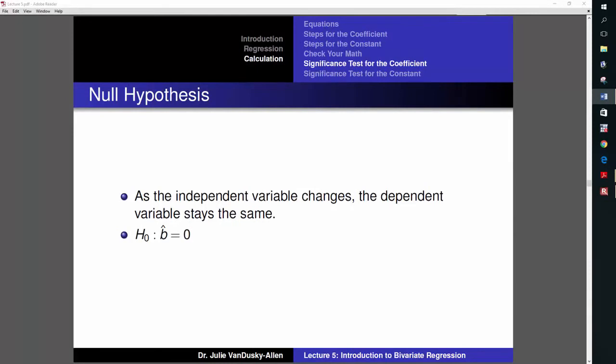The first part of the t-test is writing the null hypothesis. In this hypothesis, we expect that the independent variable has no effect on the dependent variable. As the independent variable changes, the dependent variable stays the same. A more sophisticated way to write it is H0 colon b hat equals 0. The H indicates that you have a hypothesis, the 0 indicates that it is a null hypothesis, and b hat is your coefficient. Stating this in words, the null hypothesis is that the coefficient is equal to 0.